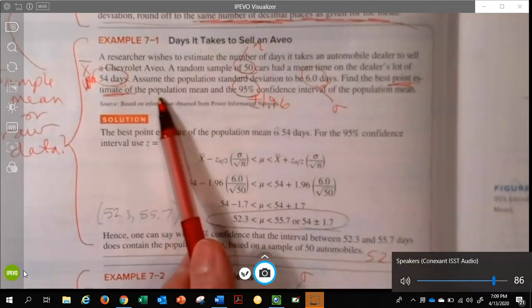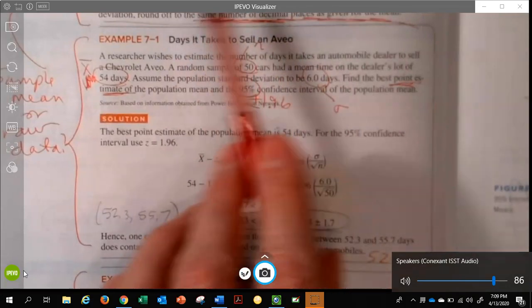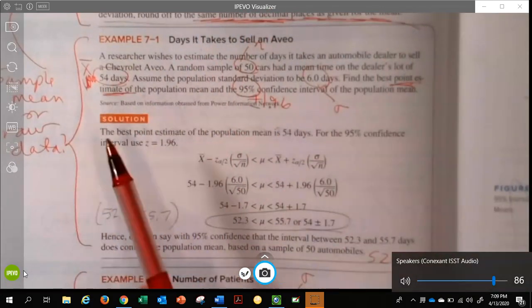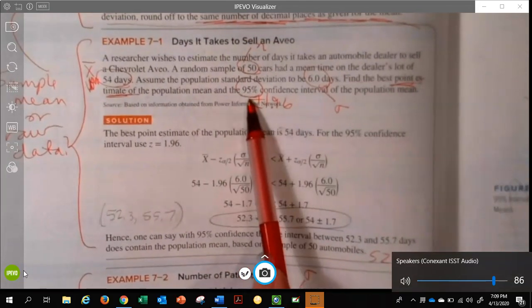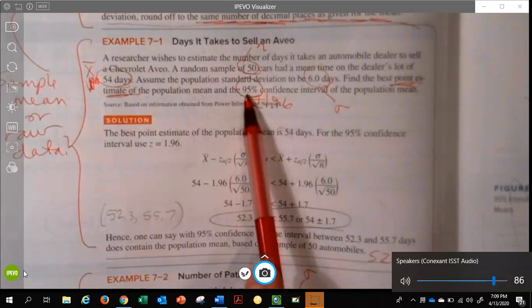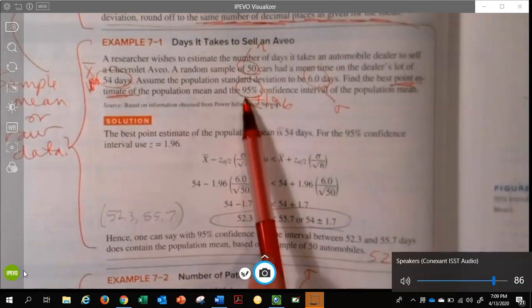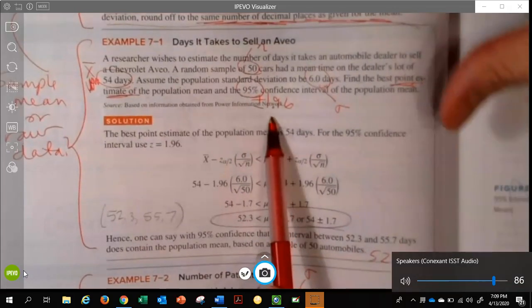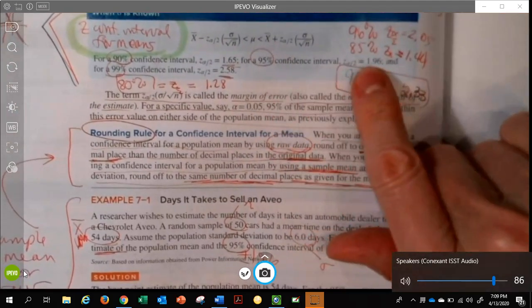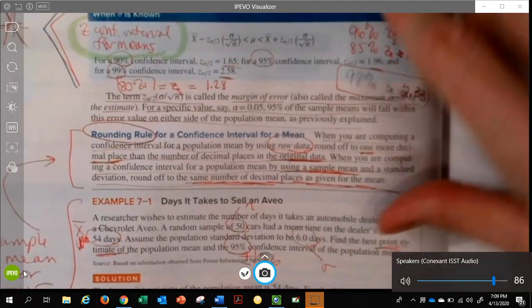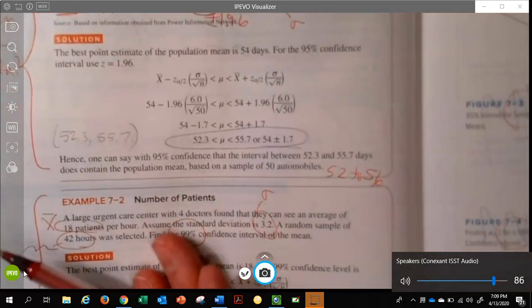Find the best point estimate. All of these things up here are margin of error, maximum error of estimate, point estimate of the population mean, and, ding, ding, ding, here's our confidence, the proportion for the percentage that we are asked to find for our confidence interval. And with that 95%, there's a number that goes with it. Well, that's what we wrote down up here. It's what we calculated in 7-1. But for 95%, for our z sub alpha over 2, we're going to use 1.96.